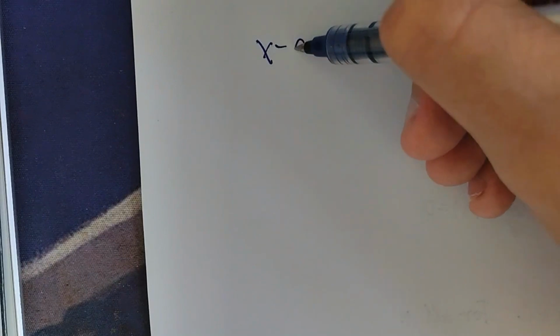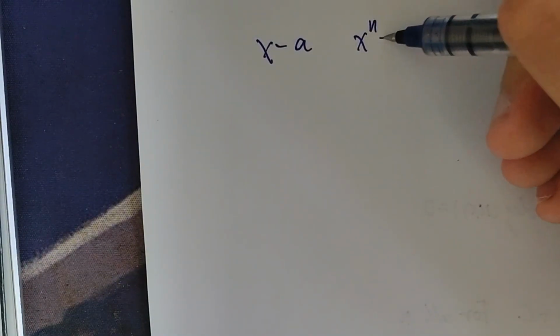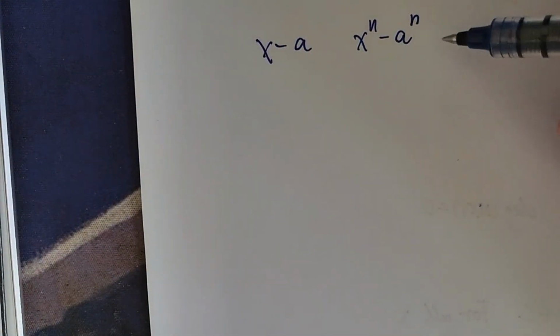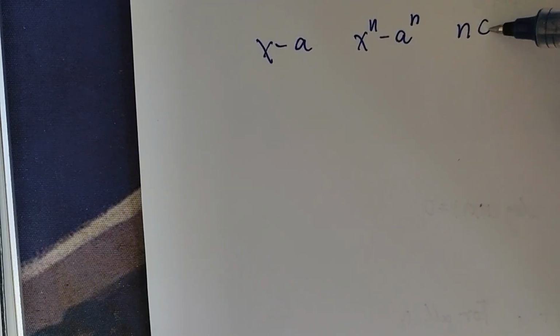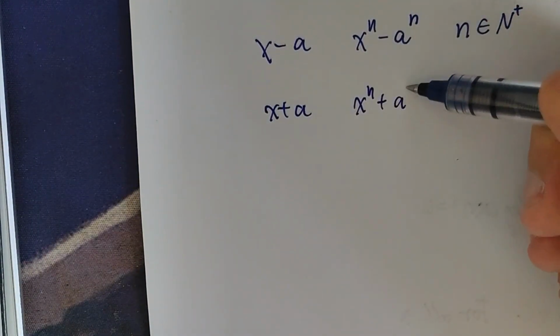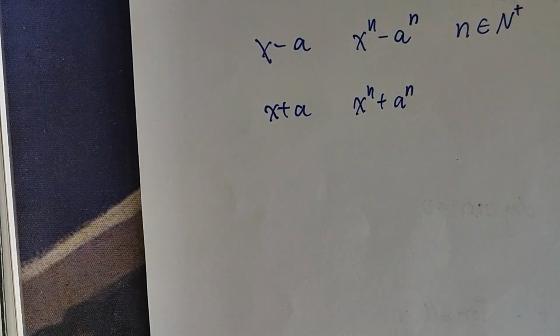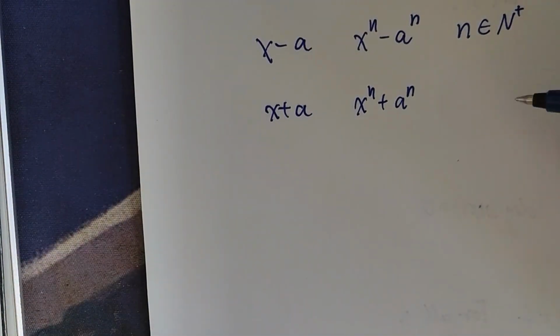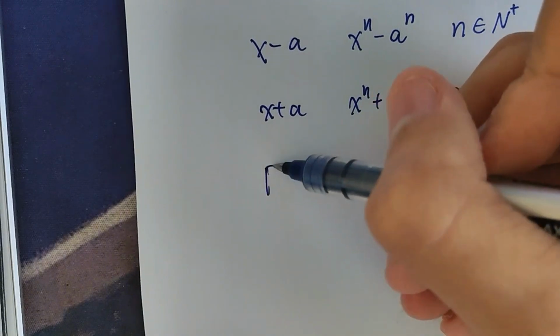We can get many other theorems from the remainder theorem, like x minus a must be a factor of x^n minus a^n when n is a positive integer, and x plus a must be a factor of x^n plus a^n if n is an odd number.